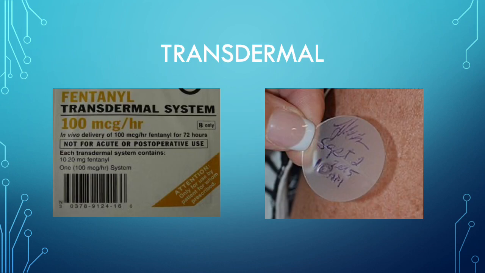Next, we have transdermal. Those are patches that are going to go on the skin. On the left-hand side, you'll see what an outer packaging looks like for a fentanyl patch. Then on the right-hand side, you'll see that there is an initial, a time, and a date. It's imperative that you time, date, and initial so that the nurse that's following you knows when that patch was placed, because those do need to be changed out.